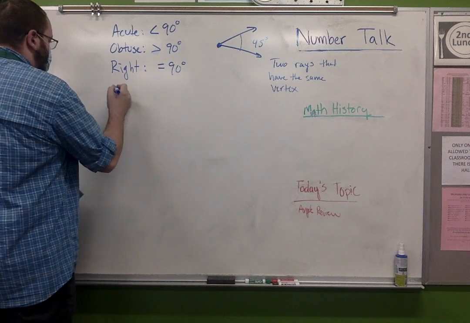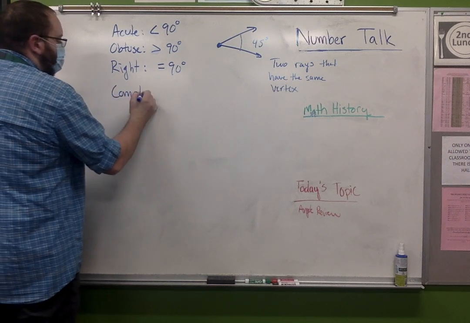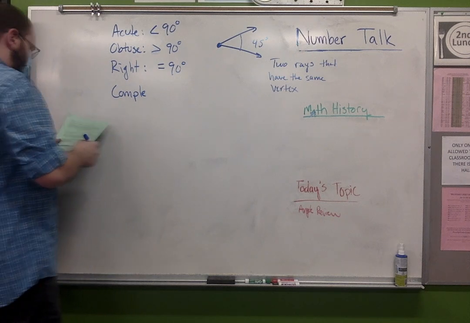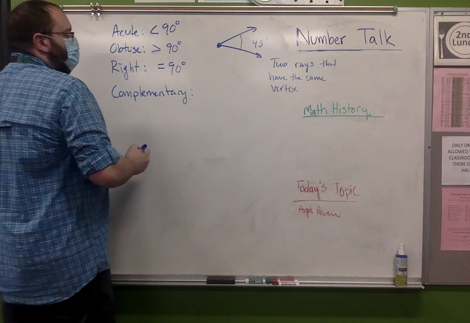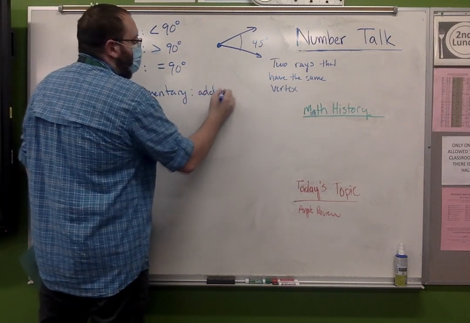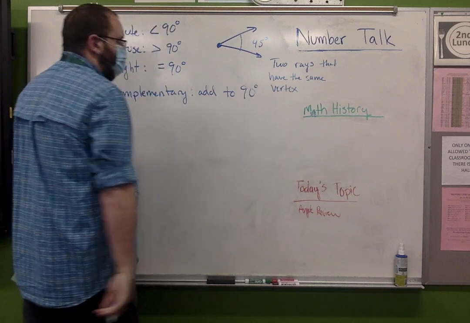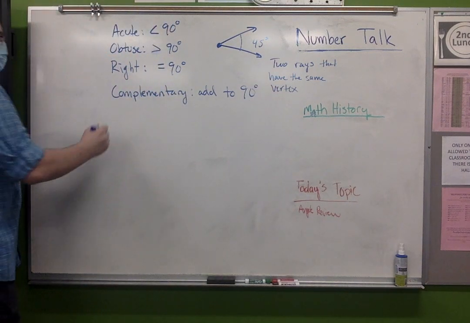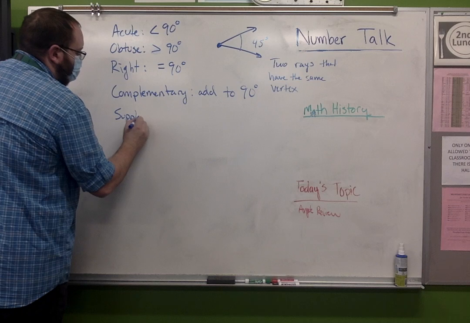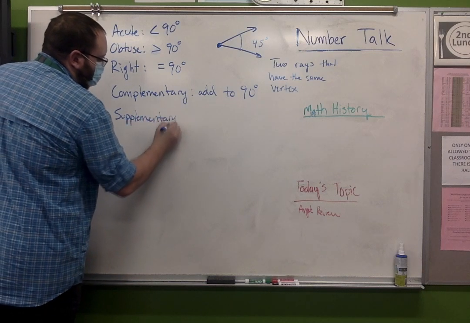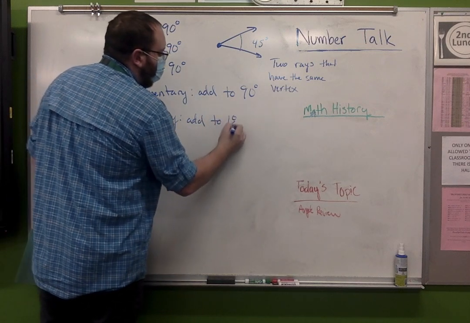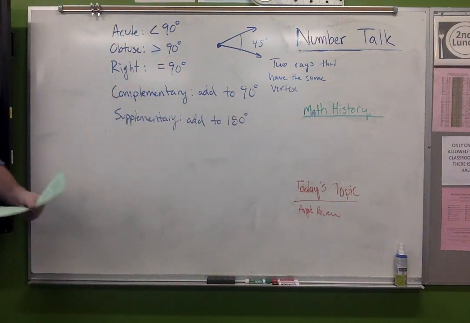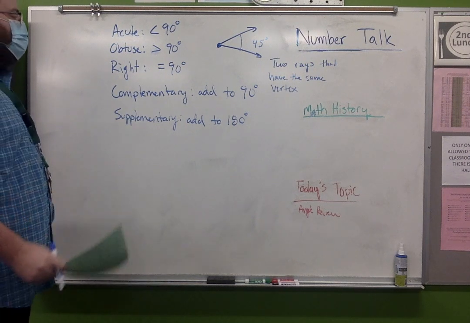There's some other ones. There's complementary angles. How do you spell that? Complementary angles. Those are angles that add to 90 degrees. Supplementary. Those are angles that together their measures add to 180 degrees. So those are the types of angles in reference to angle measure.